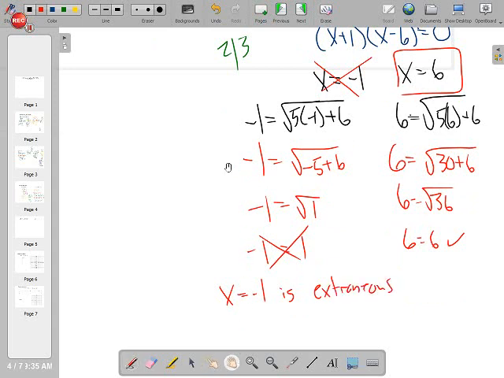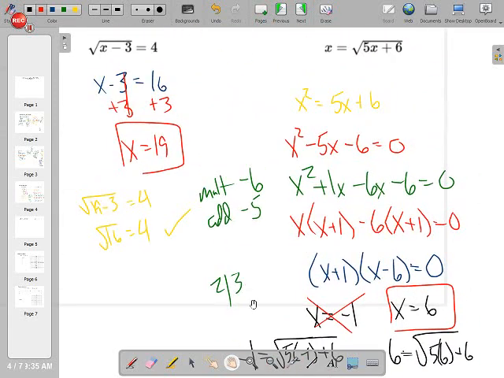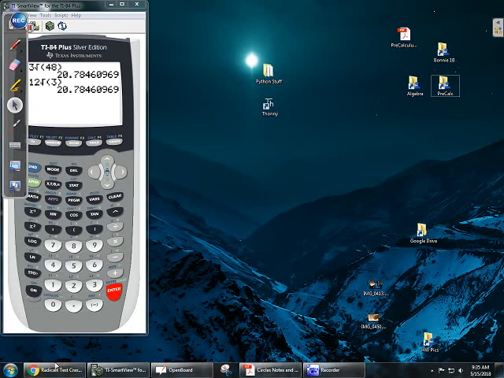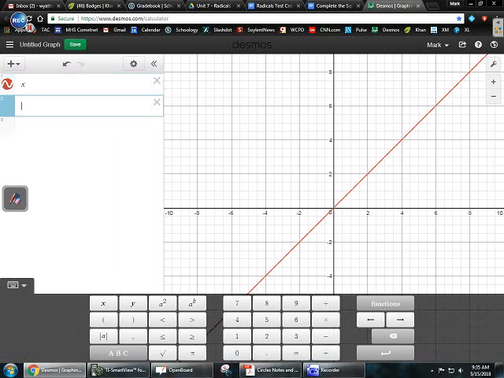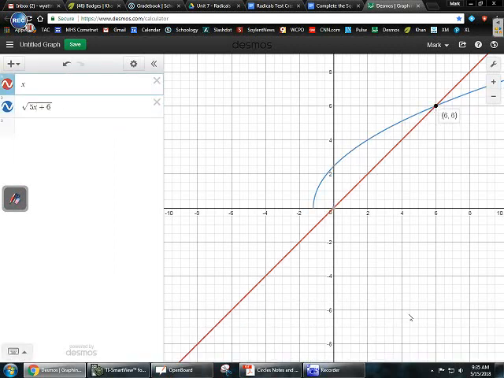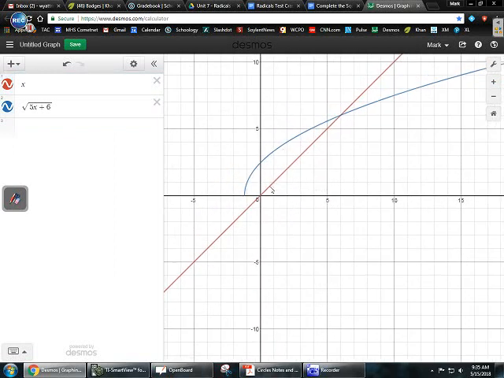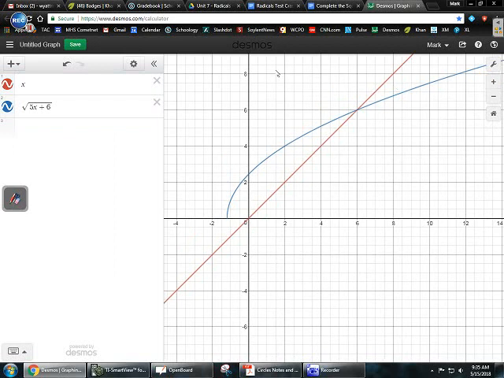Now the easiest way to make sense of this, because this is kind of tricky, is to graph it. So x equals radical 5x plus 6. I'm going to graph that in Desmos. I'm going to graph it as if it were a system of equations: x and the square root of 5x plus 6. So we can see that at 6 they do intersect, x equals 6. But why don't they intersect at -1?